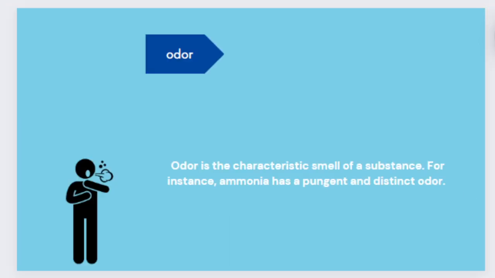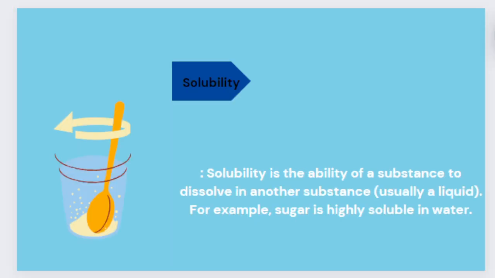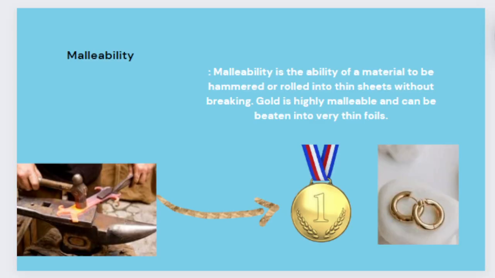Next one is odor. Odor is also a sensory property, and we can smell any substance, like ammonia in a public toilet. We easily smell it. That is a very disgusting smell. Okay. Next one is solubility, and solubility also doesn't depend on mass, because when I dissolve 1 gram of sugar or 5 grams of sugar, it does not depend on mass, and sugar is highly soluble in water.